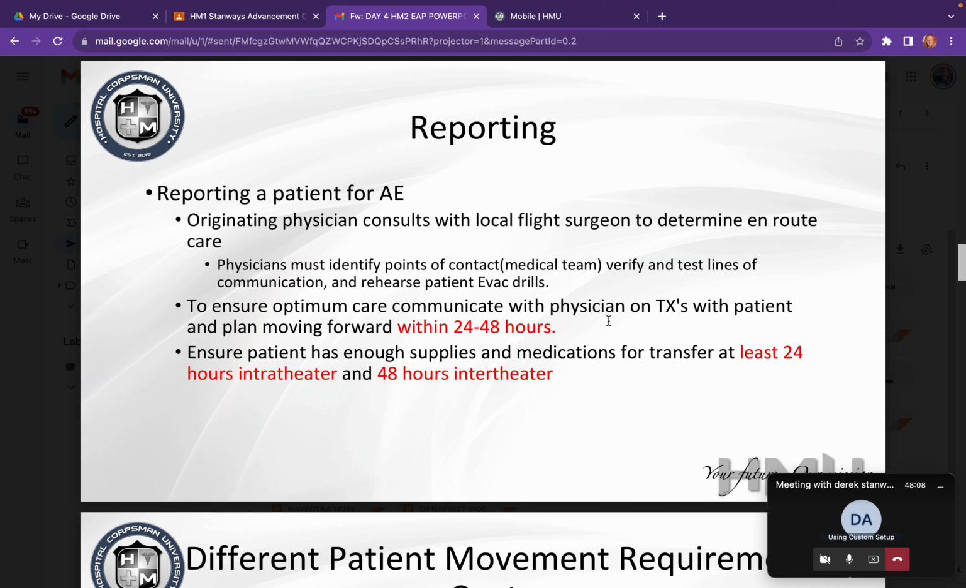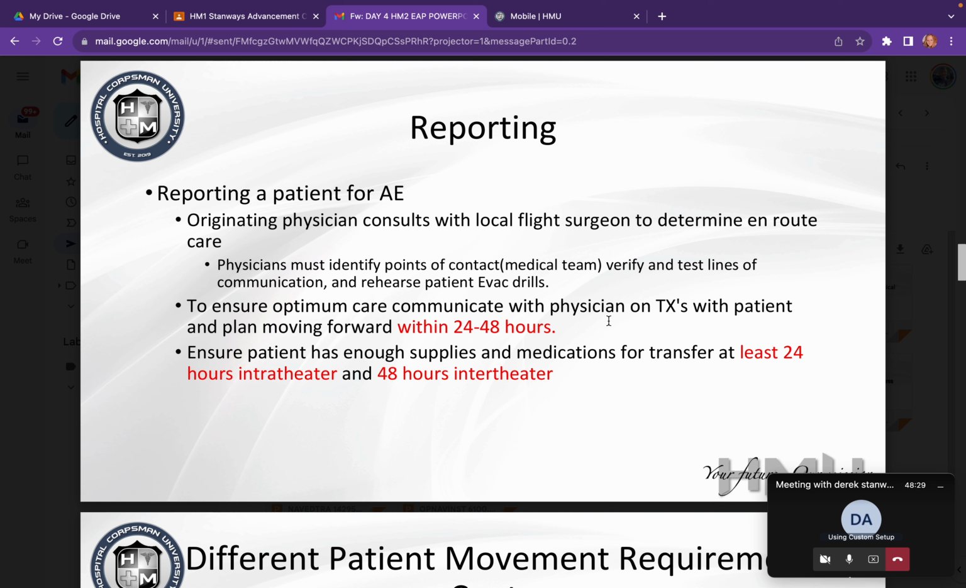That makes sense. Alright, so physicians must identify points of contact, verify and test lines of communication, and rehearse patient evac drills to ensure optimal care. Communicate with the physician on treatments with the patient and the plan moving forward within 24 to 48 hours. Ensure the patient has enough supplies and medications for transfer, at least 24 hours, intra-theater and inter-theater.